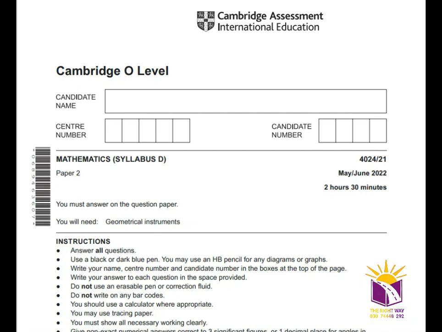Today we are going to solve Cambridge O-Level Mathematics Syllabus D paper number 2, May June 2022, variant 1.